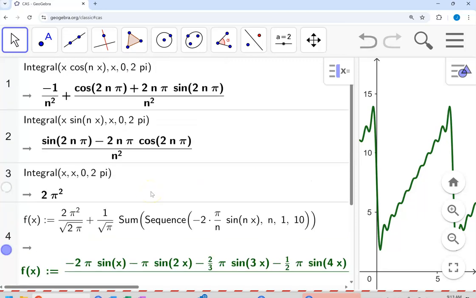Let's see. We did x from 0 to 2 pi and divided it by 1 over 2 pi. Yeah, makes sense. Okay. And then what do we do here? So it was negative 2 pi over n times sine of nx.